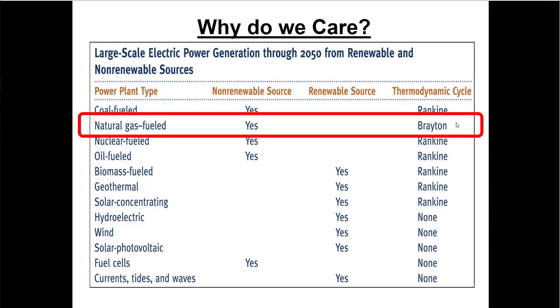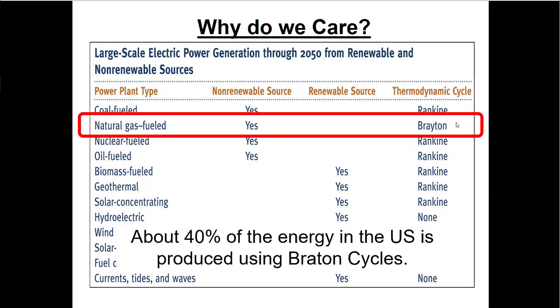So why do we care about Brayton cycles? They're sort of the workhorse for these natural gas fueled power plants, right? Like I said, about 40% of the energy in 2019 anyway was produced using these Brayton cycles. And then as we move on from Brayton, the next thing we'll do is turbojet engines. And we'll see that the turbojet engine is mostly a Brayton cycle, just with a little bit of dressing up on the inlet and the outlet.